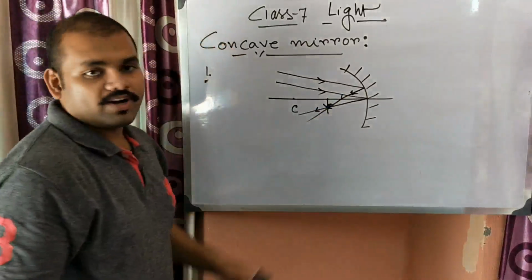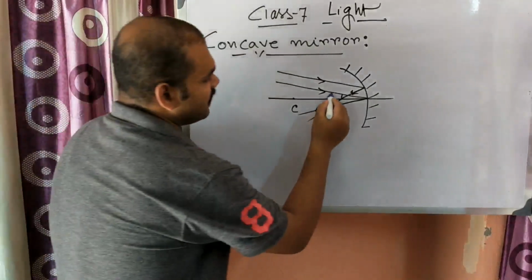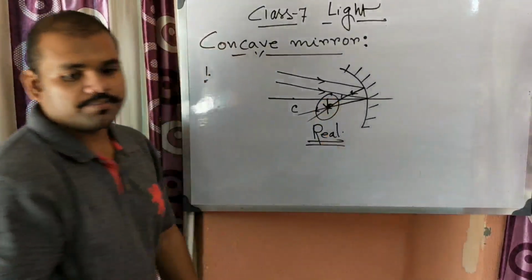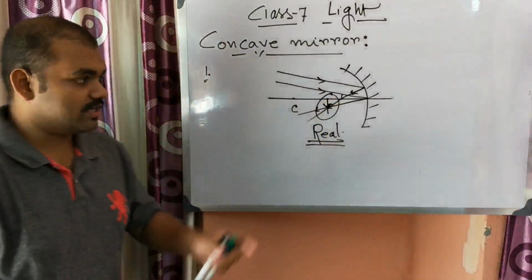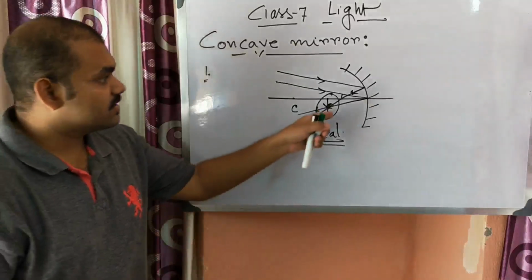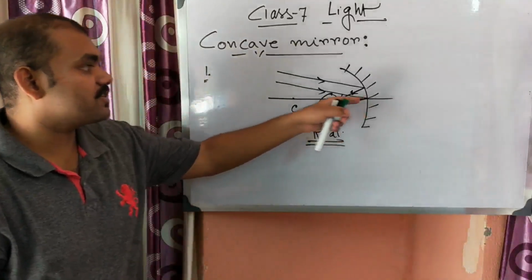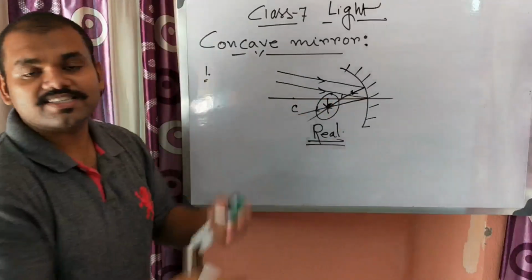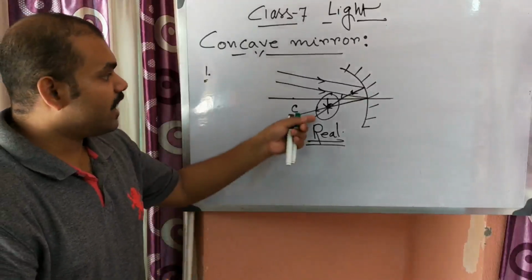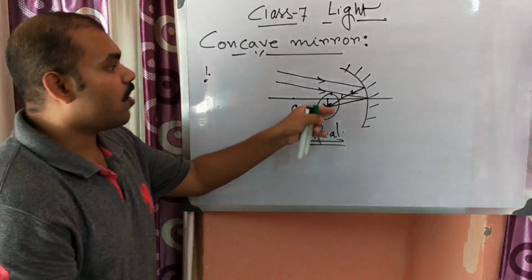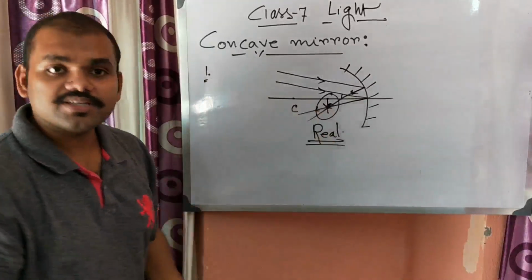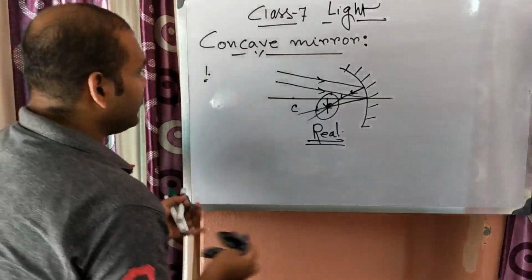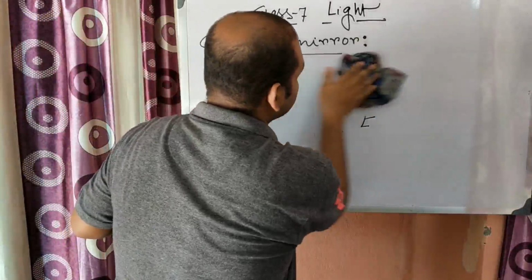So what is the nature of the image? The image is a real one. Why is the image a real one? Because in case of real image only, the image is formed after the light rays intersect each other, or due to the actual convergence of the light rays, the real image forms. Next, so this is the first position. Next, the second position. What is the second position?